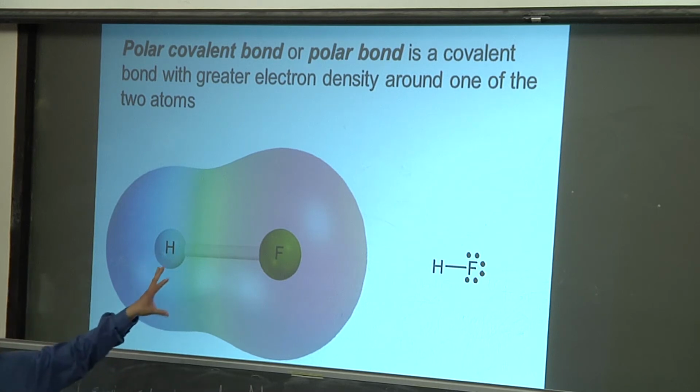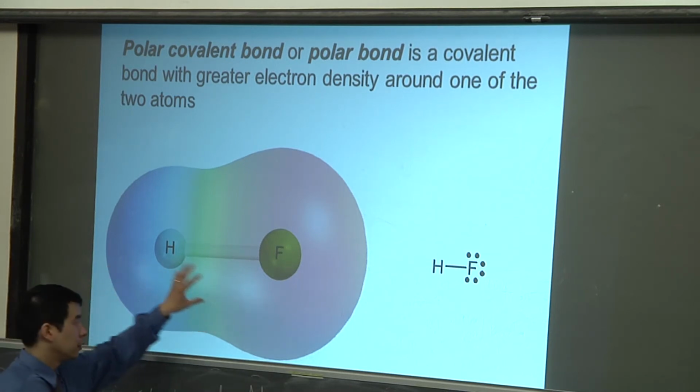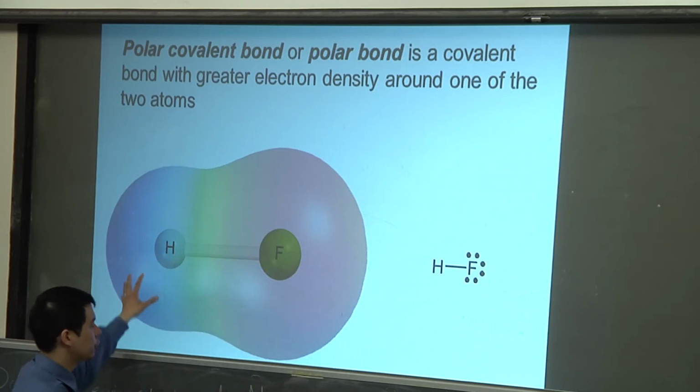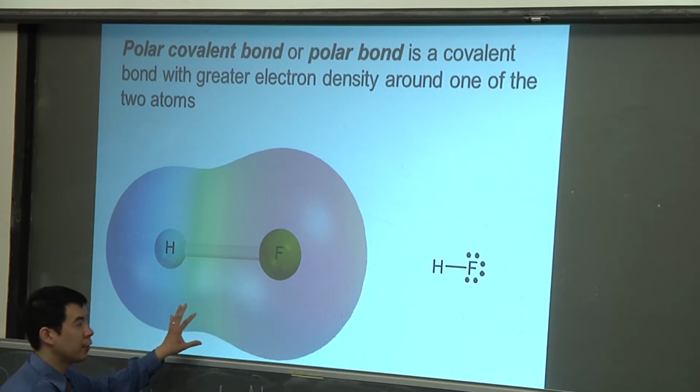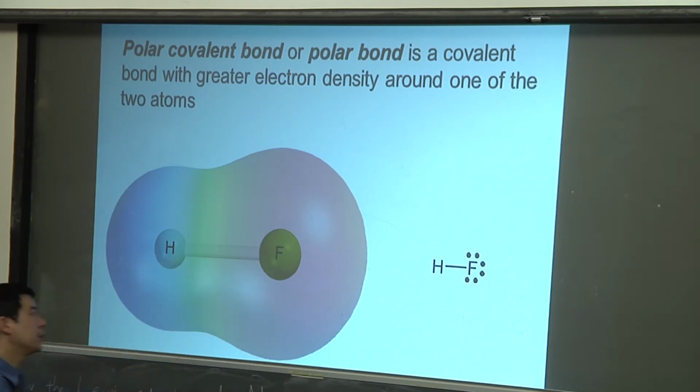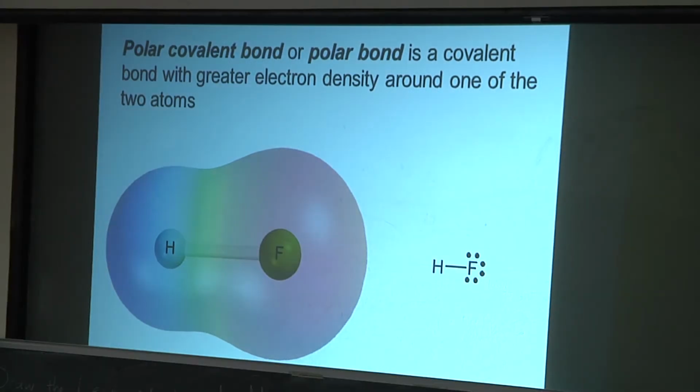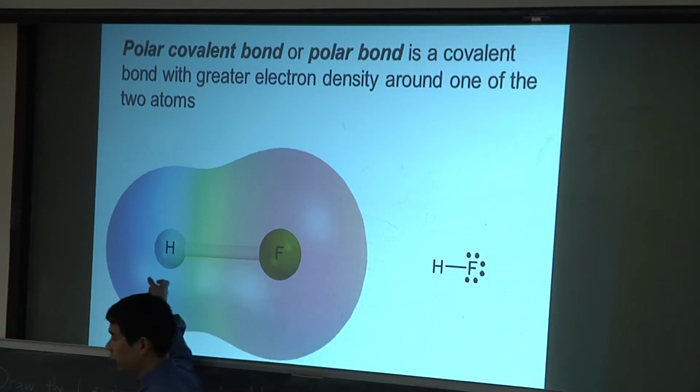here's a view of that bond or that molecule that illustrates this. So the electrons are indeed being shared, but here you have a charge distribution map. The way these are standardly presented is that red indicates a negative charge and blue indicates a positive charge. And so there's more negative, or red, around the F. There's more positive, or blue, around the H.